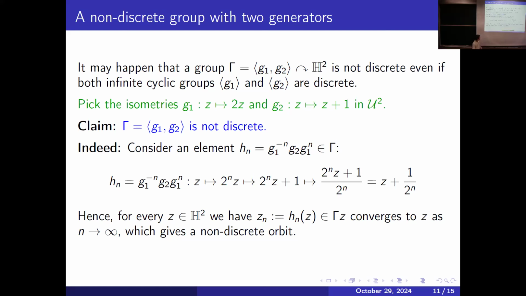Okay, great. But then you notice that Zn, which is written right here, converges to Z as n tends to infinity. And thus, you have a non-discrete orbit, right? This orbit is not discrete since you have some accumulation point. So obviously at some point the elements Zn are very close to each other.